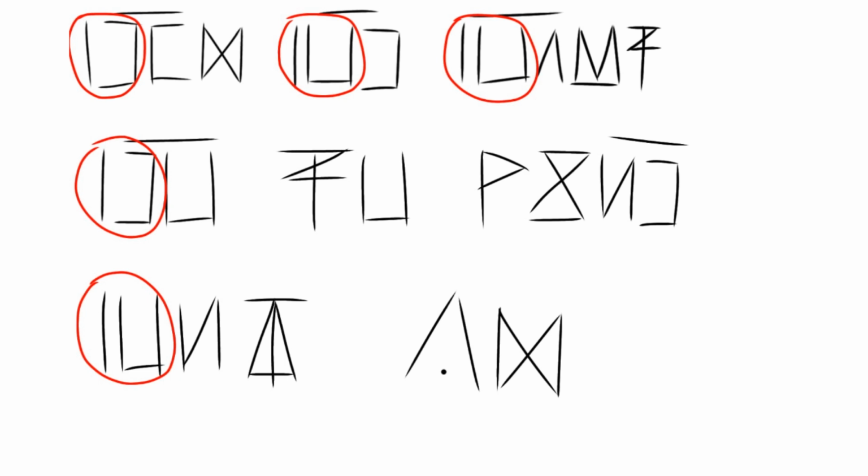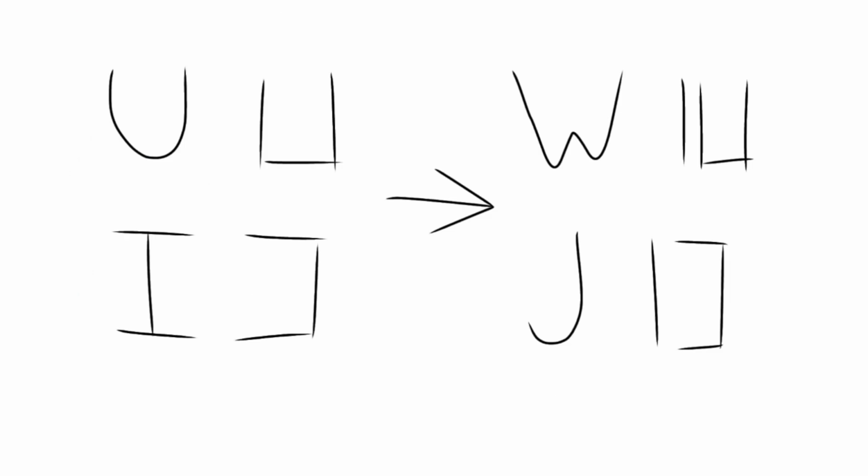And now the third kind of diacritic is a vertical line before a vowel to soften it into a consonant, turning U into W or I into Y.